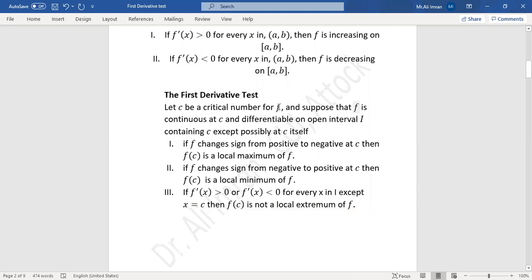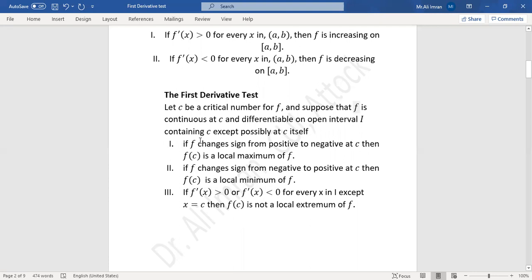Let c be a critical number for f, and suppose that f is continuous at c and differentiable on open interval I containing c, except possibly at c itself. If f prime changes sign from positive to negative at c, then f(c) is a local maximum of f. If f prime changes sign from negative to positive at c, then f(c) is a local minimum of f. If f prime is greater than 0 or less than 0 for every x in I except x equal to c, then f(c) is not a local extremum of f.